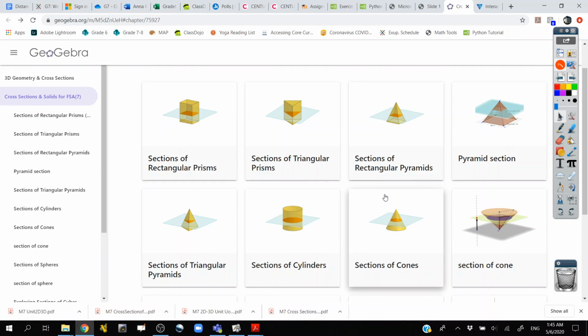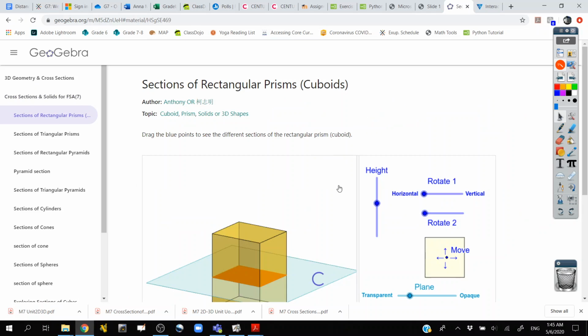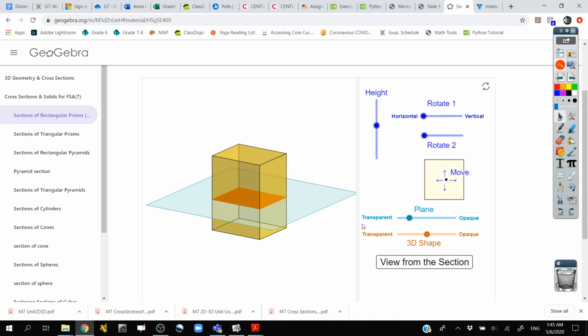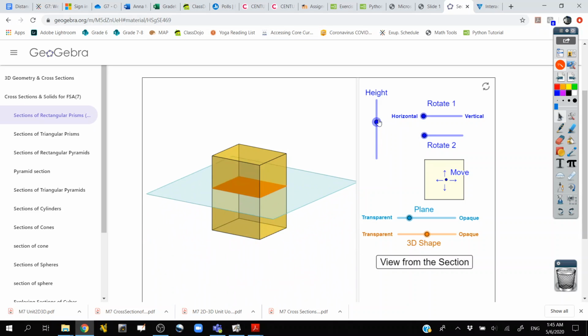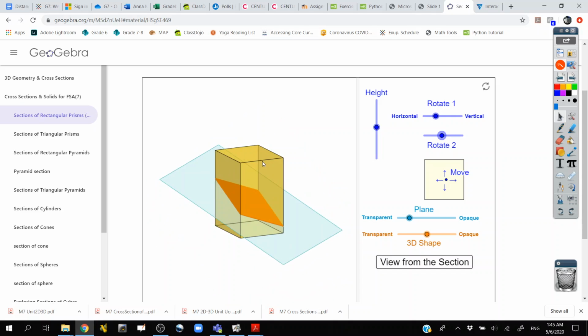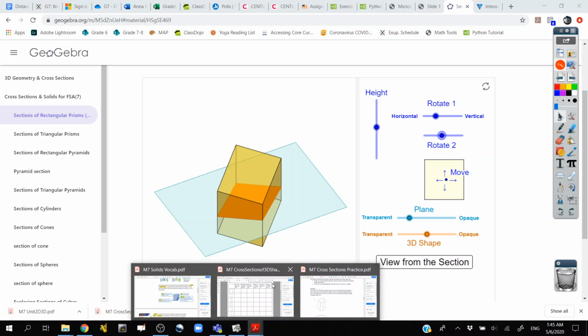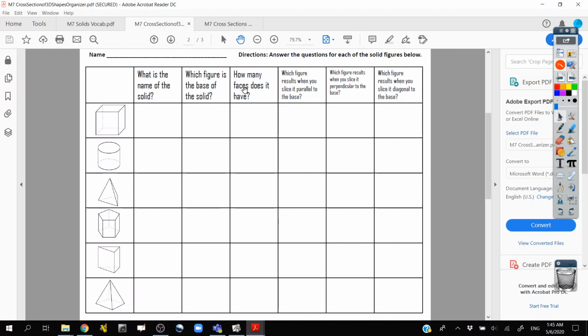So if you're looking at maybe the rectangular prism, then here you can see our cross section, a planar cross section. Here's a plane, and I can go ahead and move this. We can move it up and down. We can rotate it and see what happens. We can rotate it the other direction and see what happens. We can move this around to get a better idea of what that cross section looks like. Great. So you should be working through this morning, filling this out.